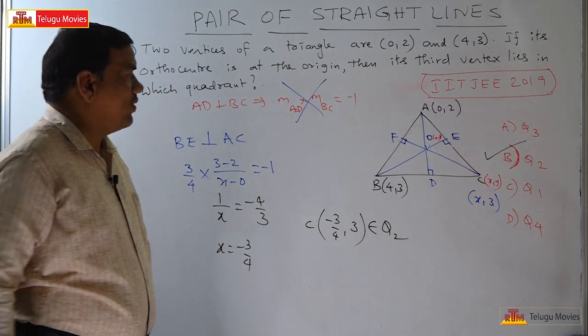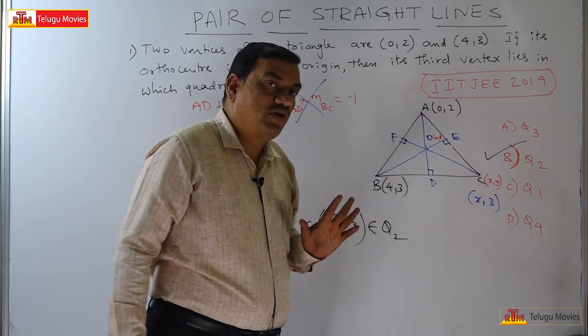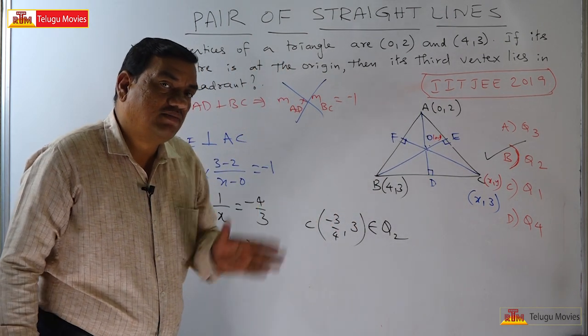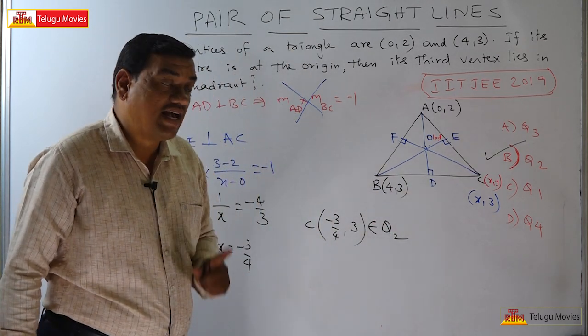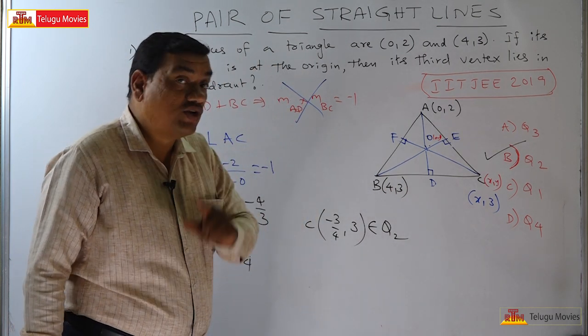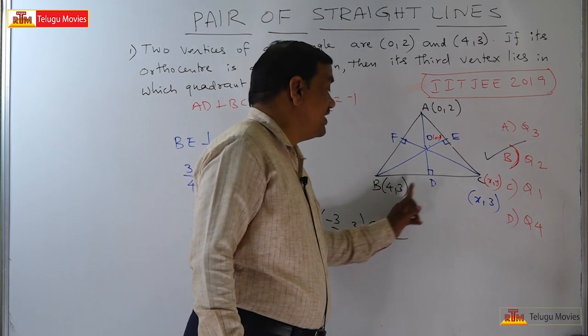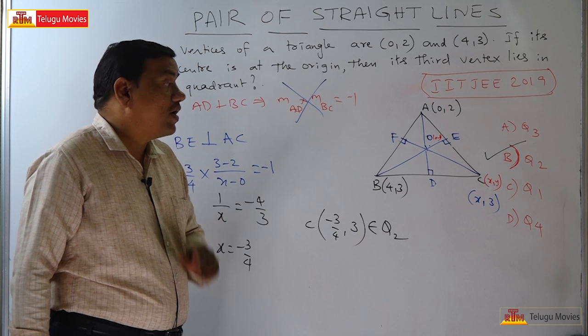Very, very simple problem. So, simply AD: here the x coordinate is 0, here also the x coordinate is 0. Therefore, AD is nothing but the y axis. BC should be parallel to the x axis. Therefore, for any line which is parallel to the x axis, the y coordinate should be equal. So, here 3 is there, here also it must be 3. You have to find out the x coordinate.